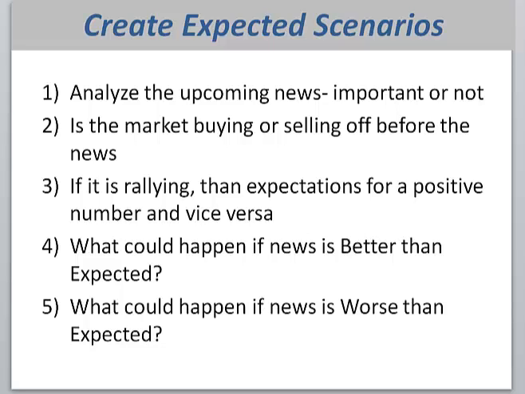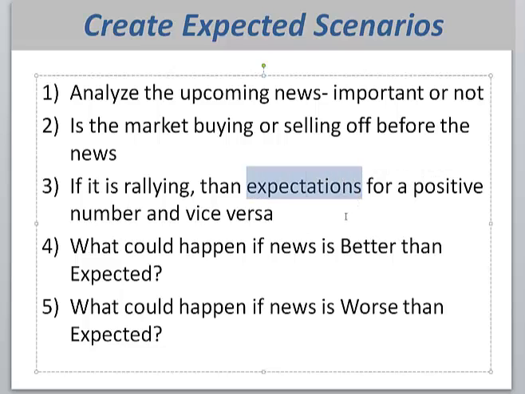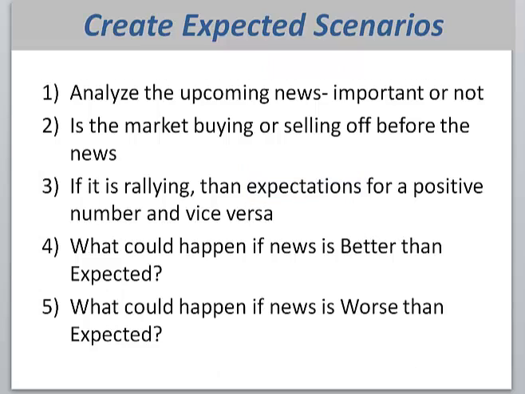Number three, if it's rallying before the news, then that probably means there are expectations for a positive number. On the other hand, if something's falling, then that probably means there are expectations for a bad number. If we know what the expectations are going into the news, then that helps us plan our strategy. So we want to first know whether this news is important or not. What's the market doing before the news is coming out? And number three, what are the pre-news expectations from the market?